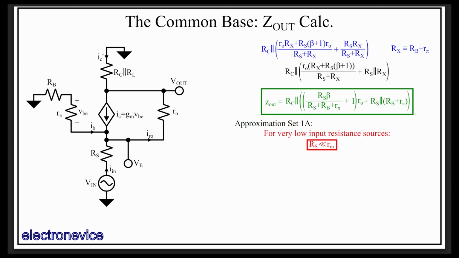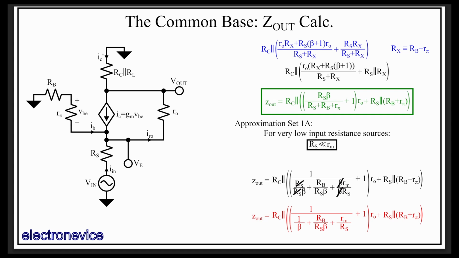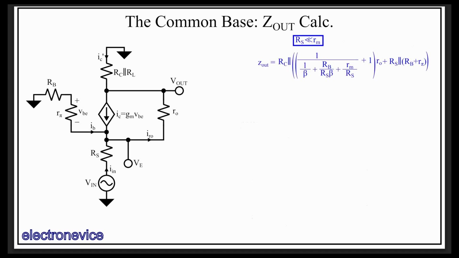Note that this is assuming a resistance of less than Rm, as we used in one of the gain approximations. We start by rewriting R pi as beta Rm and dividing the top and bottom of this one term by beta Rs. We see that beta cancels out here in one term and Rs cancels out in the other term. So next we look at the denominator and see what we can change.